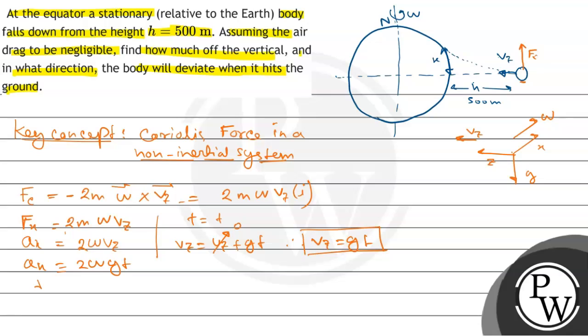From here we can write dvx by dt equals 2 omega gt, so dvx equals 2 omega gt into dt. So we integrate dvx from 0 to vx and time from 0 to t. Going to the next page, we get Vx equals omega g t square.